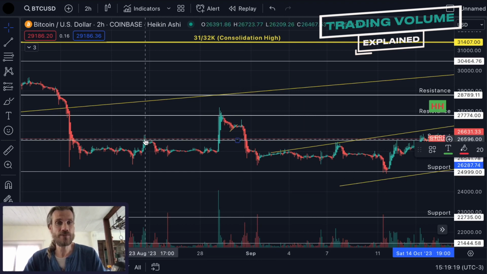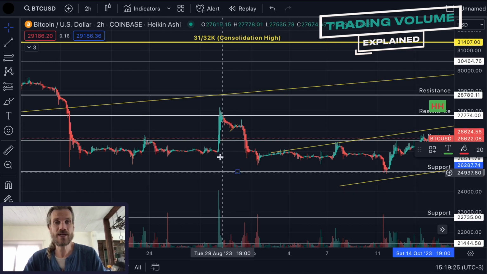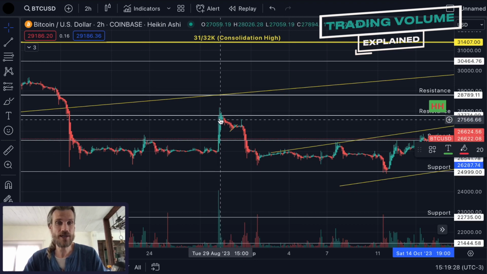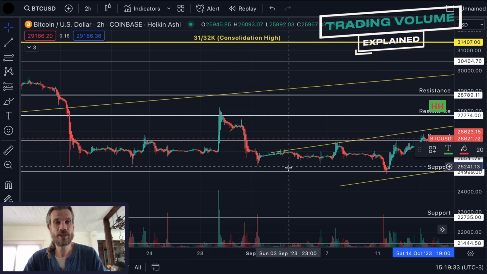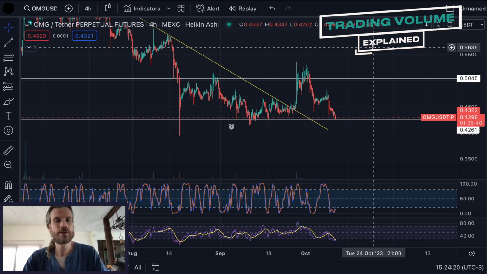So the lack of volume here would have stopped me buying the breakout. The fact that there is significant volume here would have given me the confidence to buy the breakout of this particular level. Now the price action of course rolled over here, but that's an example of how you can use volume to trade. Here is another example of how you can use volume in your trading strategy.